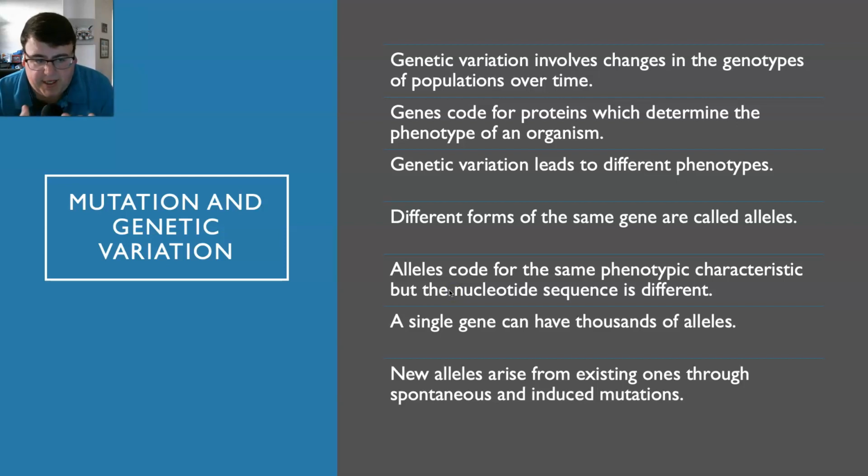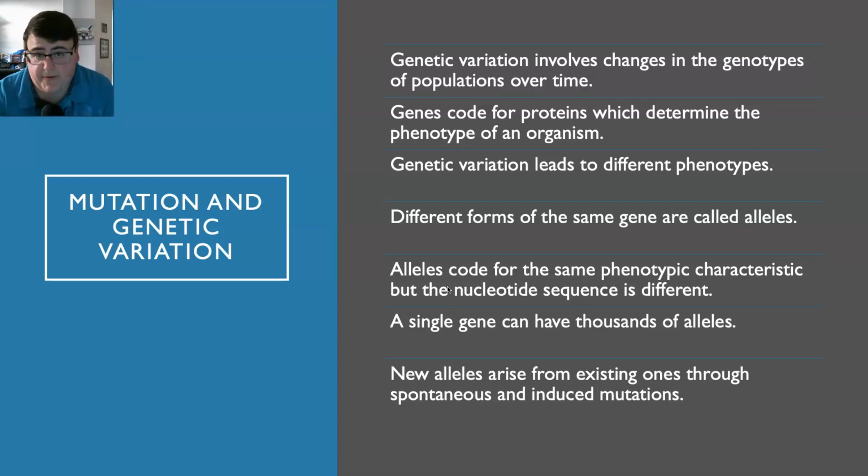Lastly, talking about mutation and genetic variation. Genetic variation involves changes in genotypes of populations over time. We'll talk about that a little bit more in ecosystems. As we learnt in the last few PowerPoints, genes code for proteins, and those proteins will determine the phenotype, the physical appearance of an organism. When we have genetic variation in our genotype, that leads to different phenotypes because different proteins are created, creating a different appearance. We naturally have different forms of the same genes in our bodies.